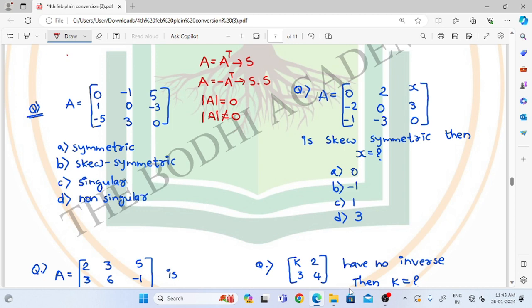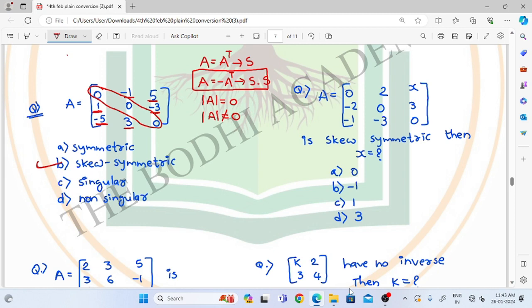Now in this matrix, look at this. These entries are 0. These are called the diagonal elements. One more thing, look at this element and this element: they have equal numbers but opposite sign. Here it is minus 5 and here it is 5. Here it is 3, here it is minus 3. So it satisfies the property A is equal to minus of A transpose. So this matrix is nothing but a skew-symmetric matrix.